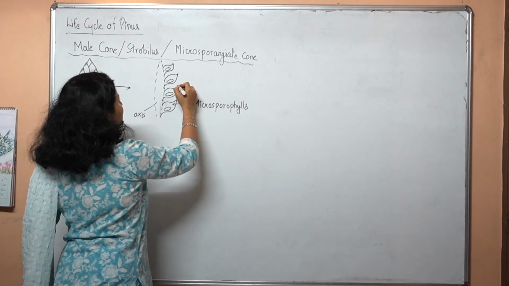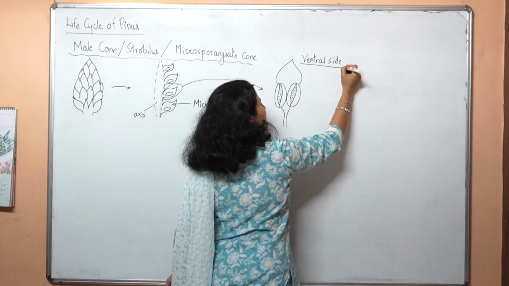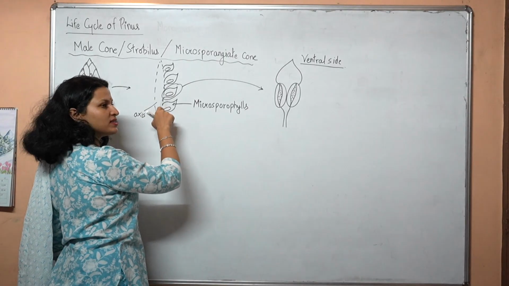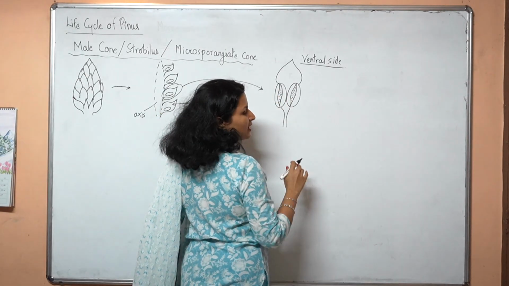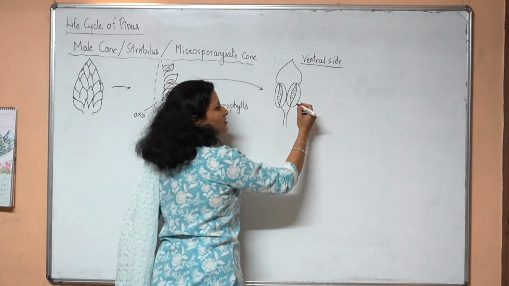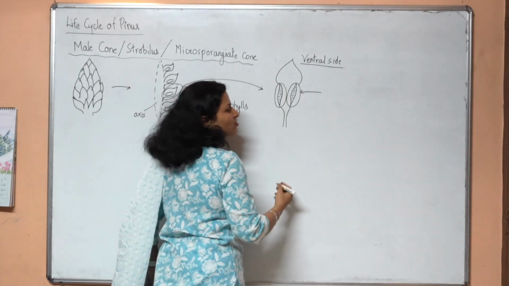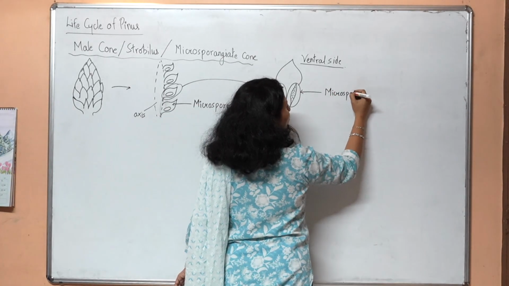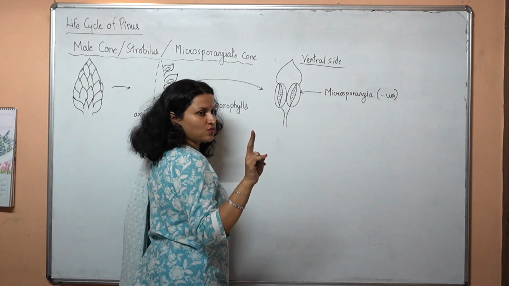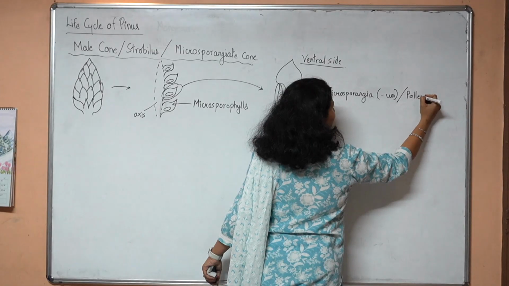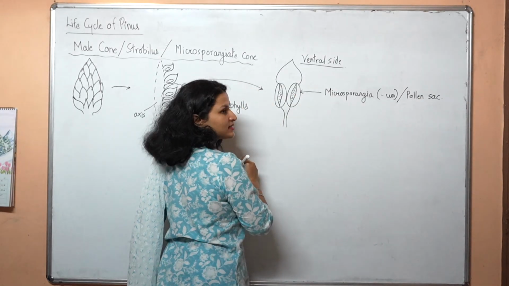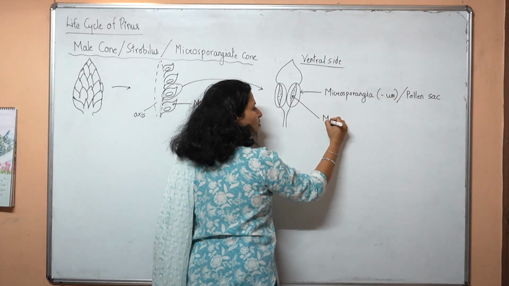Let's have a look at one of these leaves in more detail. We are looking at the ventral side of this microsporophyll. On the ventral side, that is the bottom side of this leaf, you see two oval-shaped bag-like structures. These bag-like structures are called microsporangia, microsporangium singular. There are two. They are also called pollen sacs. Inside this microsporangia, there are certain cells called the microspore mother cells.